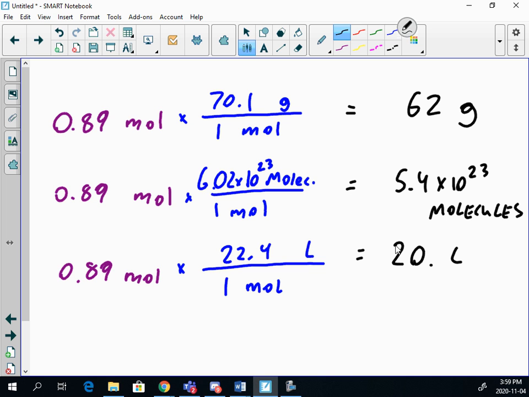Okay, so now I've fully described this chlorine gas in terms of its mass, its number of molecules, and its number of liters. Based on the number of moles I started with, I'm happy, I'm good to go.